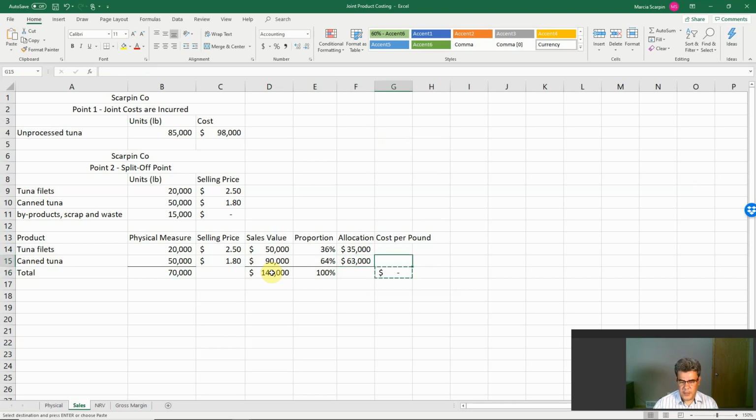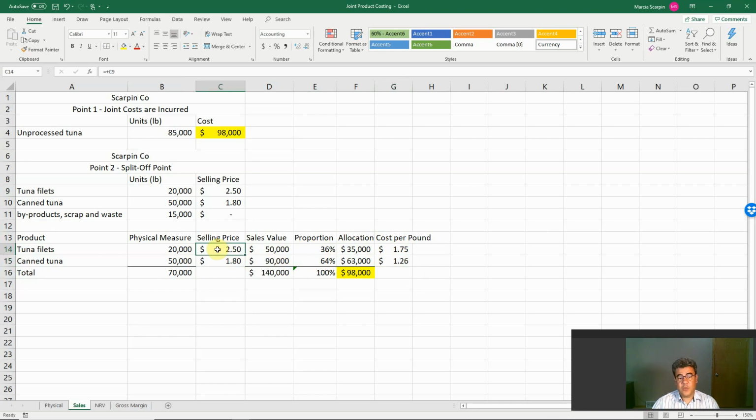Let's sum it here. $98,000, the same $98,000 here. Then our cost per pound, 35 divided by 20 and 63 divided by 50. So we have different cost per pound here. And why? Because of our selling price. So usually we have the same proportion here of selling price and then the cost per pound.